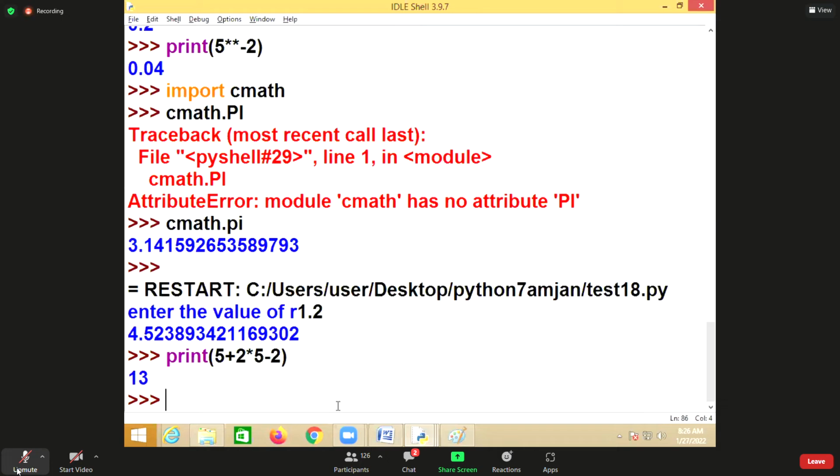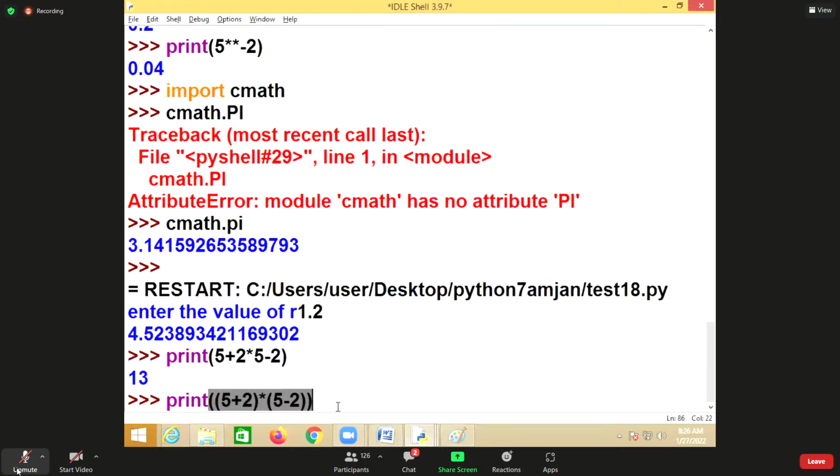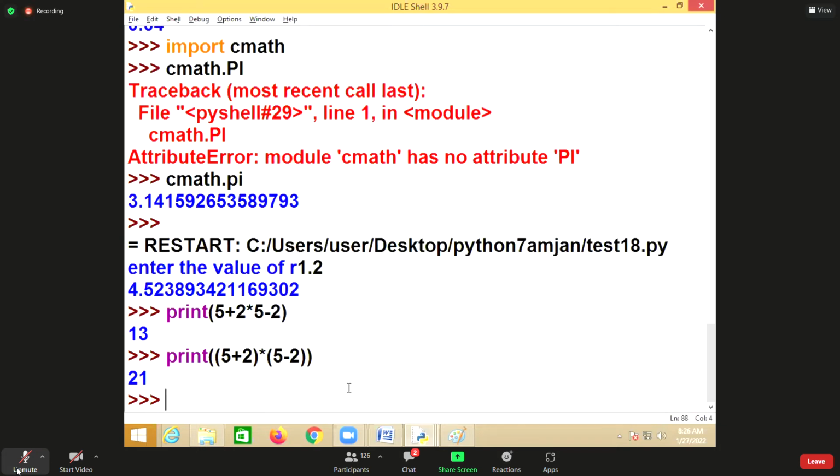But if I want 5 plus 2 to be multiplied with 5 minus 2, I have to put these in parentheses. So (5 plus 2) into (5 minus 2). Now parentheses are given first precedence. 5 plus 2 is 7, and 5 minus 2 is 3. And the result is 21.